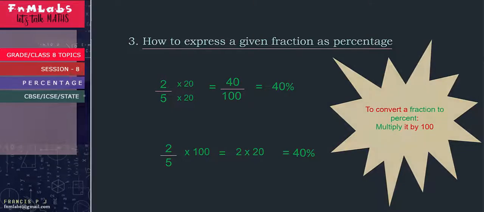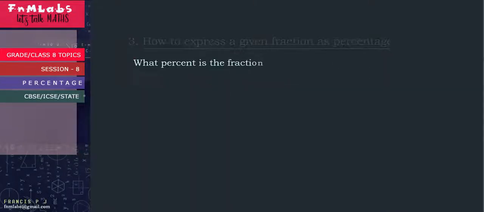With this information in your mind, how do you think you will express 21 out of 50 as percentage? As we just saw, you can multiply 21 out of 50 by 100. That is 21 by 50 into 100. That is equal to 42%.